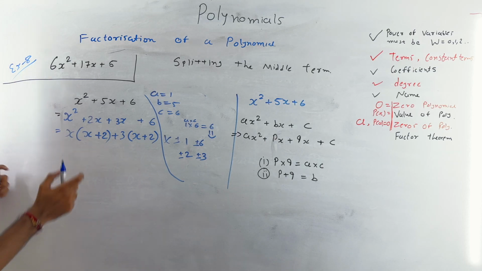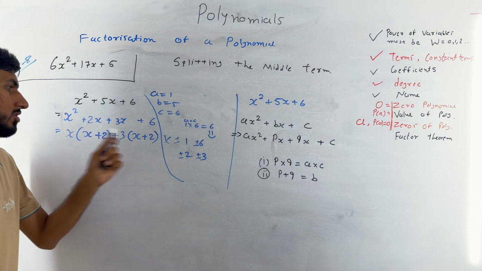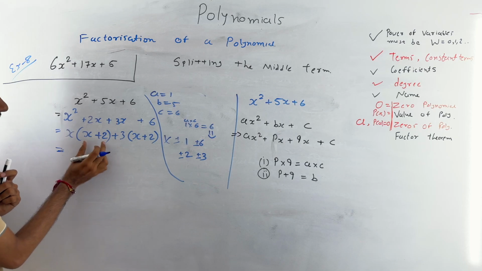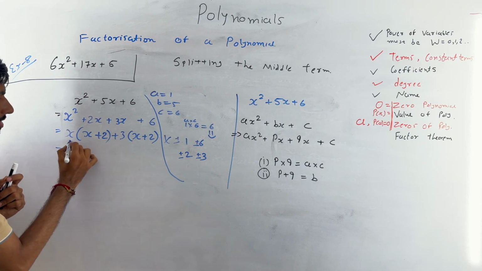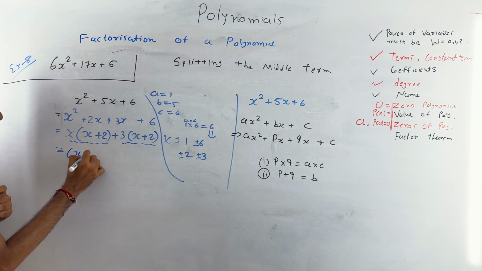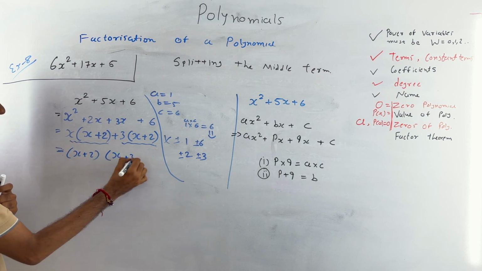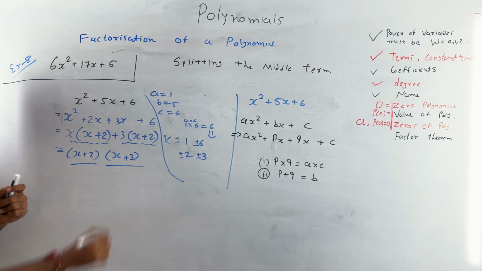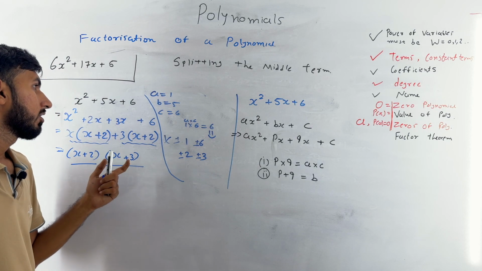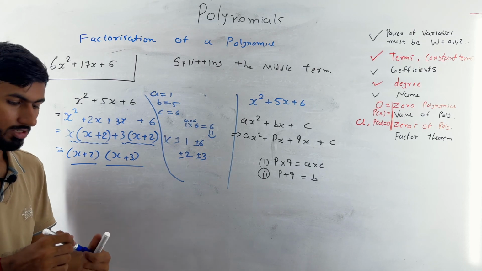Now see, in your second bracket try to make it the same as your first bracket. Why? Because in this step I can take x plus 2 common. For this term and this term x plus 2 is common, so I can take x plus 2 as common. In the other bracket I have x here and plus 3 here, so I got two factors, x plus 2 and x plus 3. Very easy method to find factors of any polynomial by the splitting the middle term method, right?